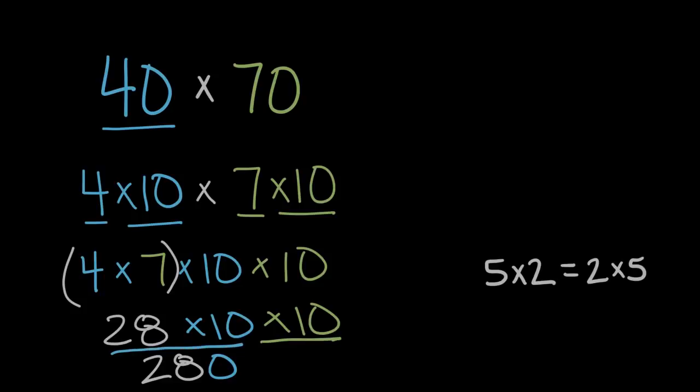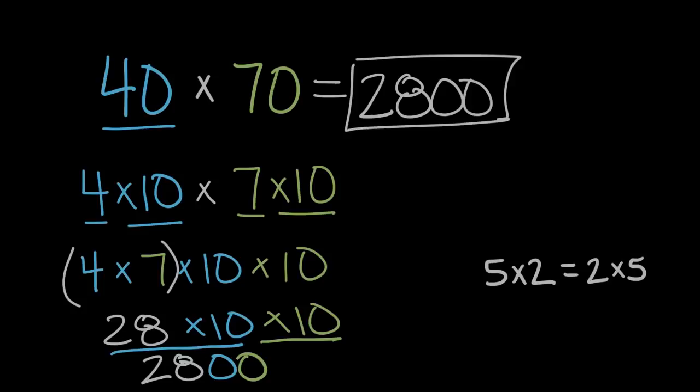And if we multiply by this other 10, well, we have to add another 0. Multiplying by 10 adds a 0, so if we multiply by 2 tens, we add 2 zeros. So 28 times 10 times 10 is 2800, which means that this original expression we had, 40 times 70, also has a solution of 2800.